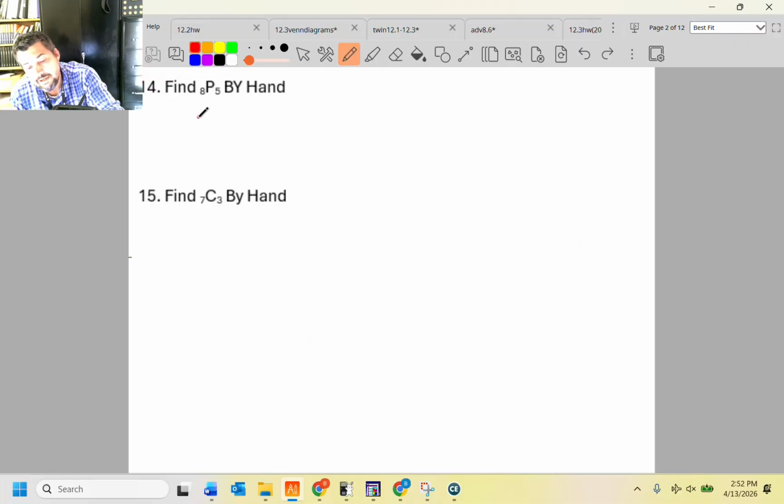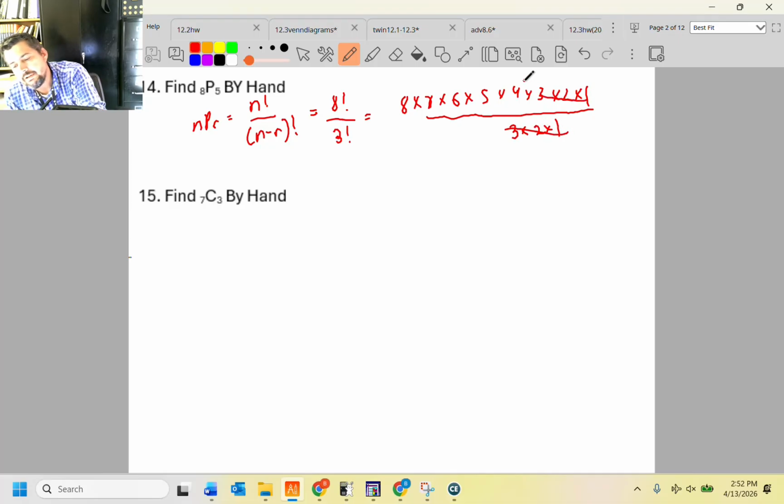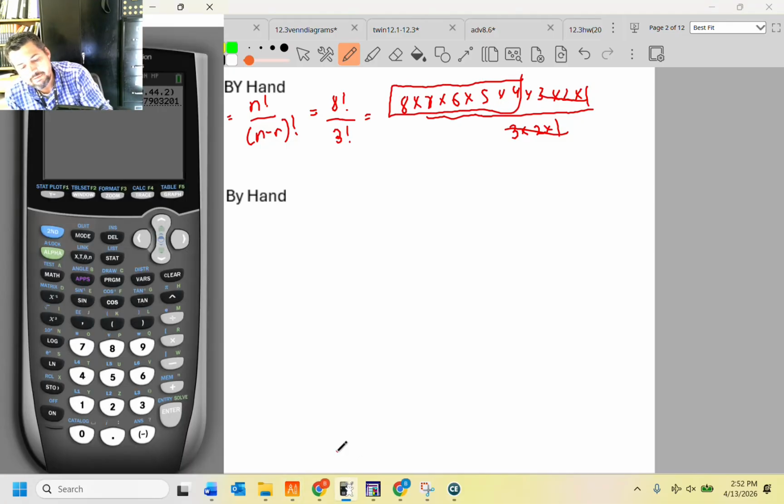Find 8P5 by hand. This is a permutation. NPR is going to be n factorial over n minus r, all factorial. So we have 8 factorial over 8 minus 5, which is 3 factorial. 8 factorial is 8 times 7 times 6 times 5 times 4 times 3 times 2 times 1. And again, 8 minus 5 is 3, so it's 3 times 2 times 1. It should be 6,720, but let's check my brain today.